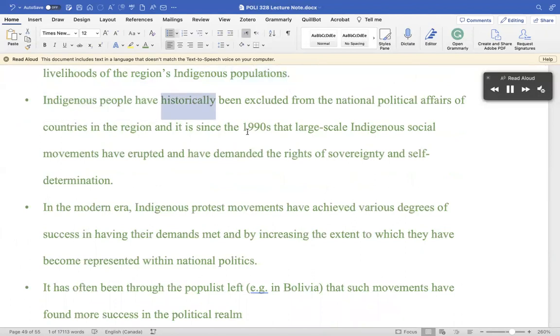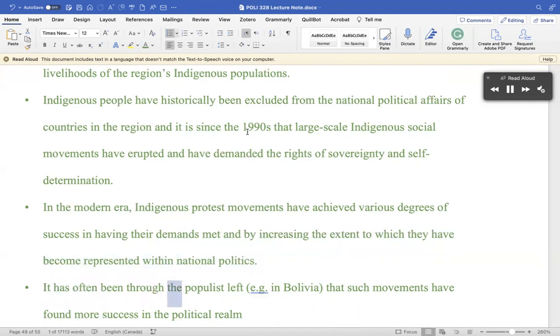Indigenous people have historically been excluded from the national political affairs of countries in the region, and it is since the 1990s that large-scale indigenous social movements have erupted and have demanded the rights of sovereignty and self-determination. In the modern era, indigenous protest movements have achieved various degrees of success in having their demands met and by increasing the extent to which they have become represented within national politics.